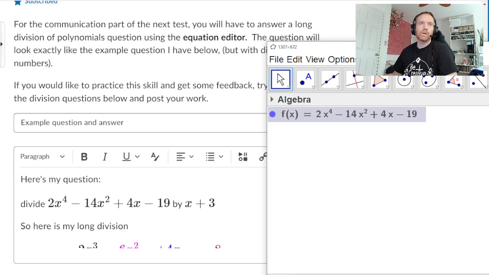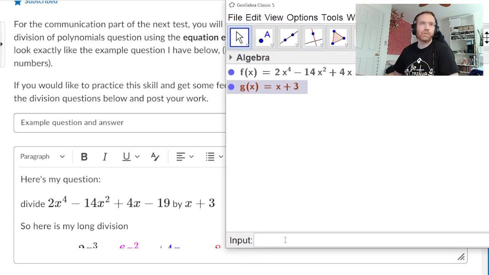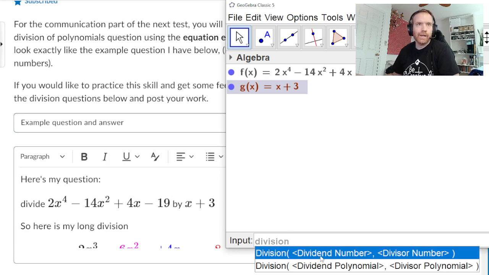Okay, so now I'm going to look at my dividend. Excuse me, divisor, sorry. Dividend is the question. Divisor is the thing you're dividing by. Quotient is the answer. So I'm going to type in x plus 3. Now, here's where Geogebra is excellent. I'm going to type the term division. Now look at what it asks for.